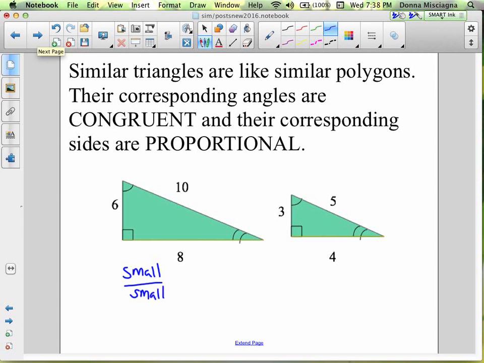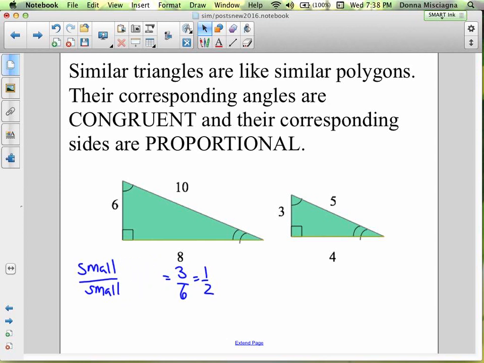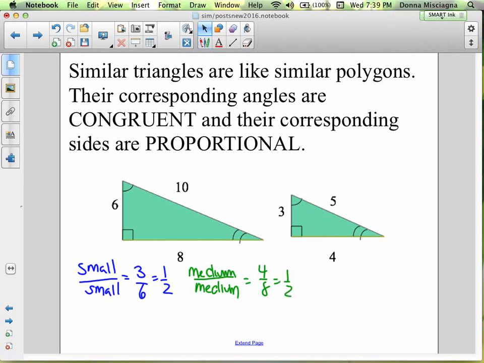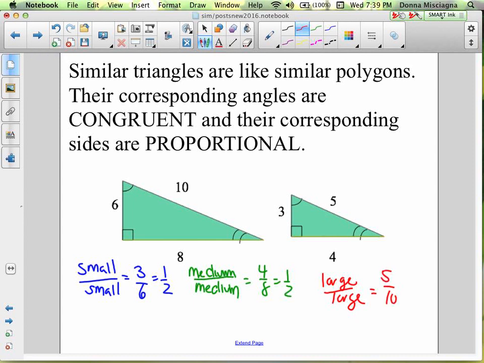All right, so 3 and 6 are the two smallest sides, which is 1/2. And medium with medium, so the two medium sides are 4 and 8, and they also reduce to 1/2, and then large with large. And the two largest sides are 5 and 10, and they also reduce to 1/2. So notice that all of our corresponding sides are in the exact same proportion. So therefore we know these two triangles are similar.